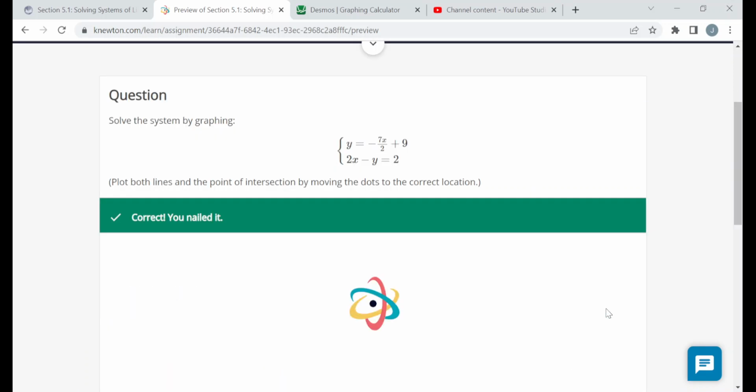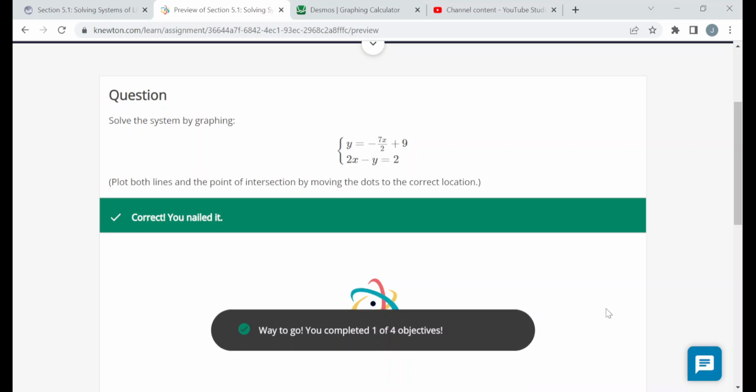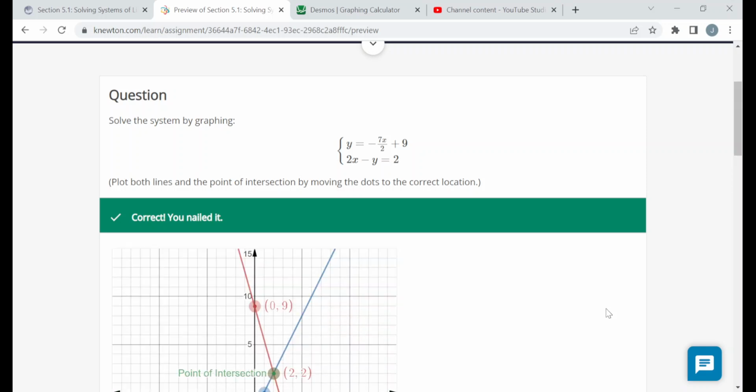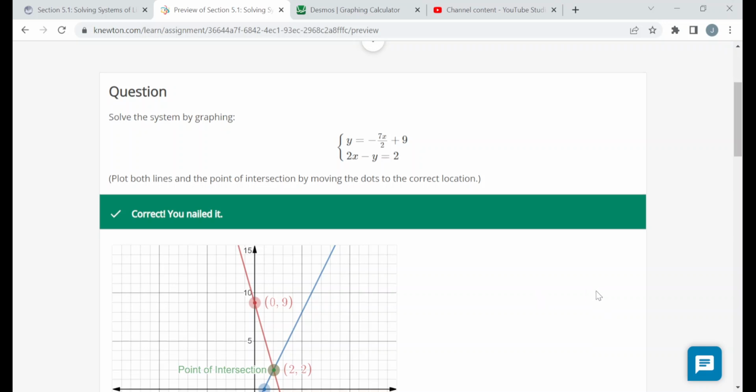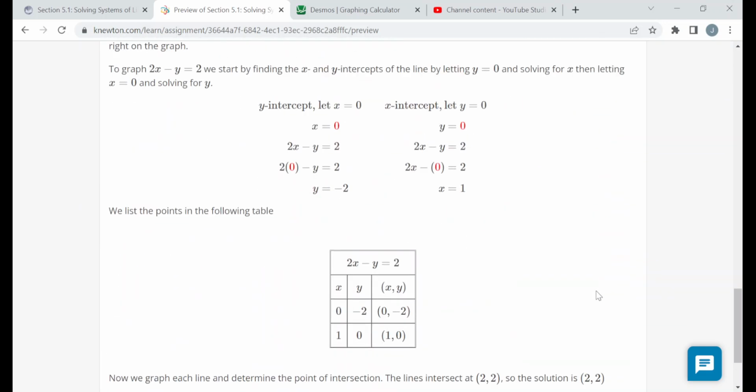Great. Alright, so those shouldn't be so bad if you know how to find points on the graph of a line, and you should by now, right? And then see where they meet. That'll be the solution of the system.